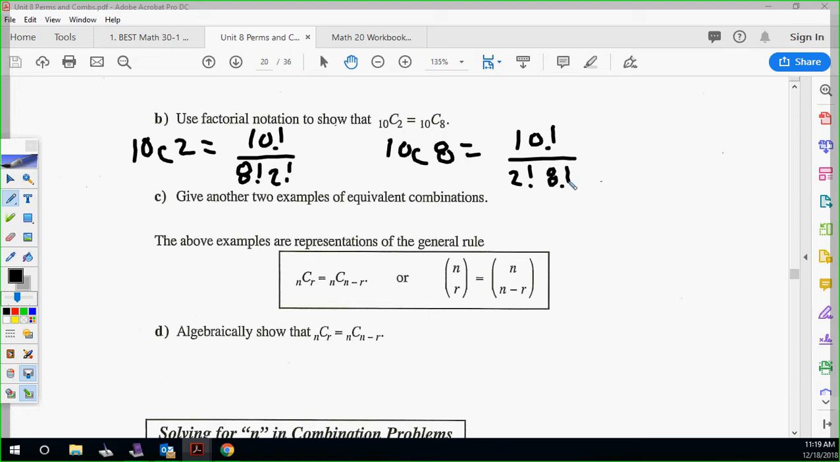So let's give another two examples of equivalent ones. We said 10C6 and 10C4, right? That would be one example. Another one we could do is they did 12C3 in the notes here and 12C what? 9. Good. Okay. Good. So the above examples represent this: nCr equals nC(n minus r). So just the flip side.